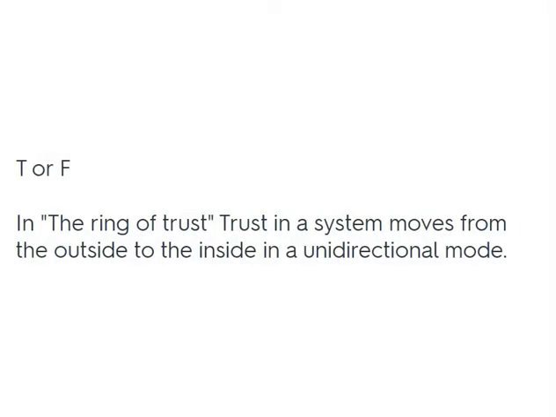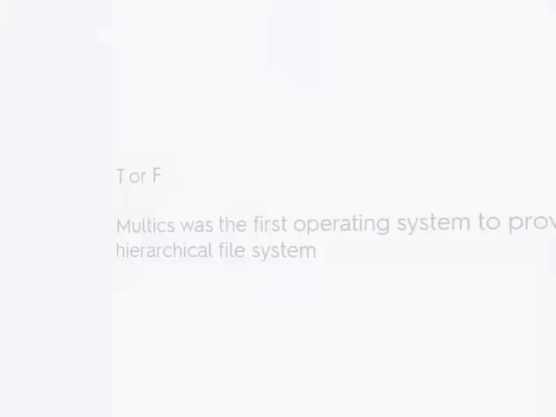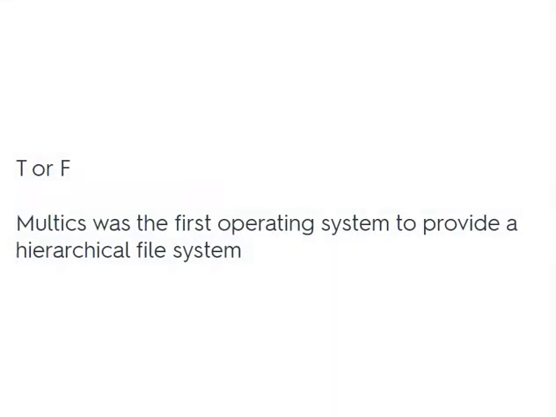T or F: in the ring of trust, trust in a system moves from the outside to the inside in unidirectional mode. True. T or F: Multics was the first operating system to provide a hierarchical file system.